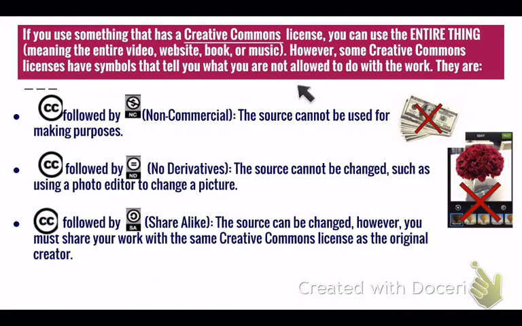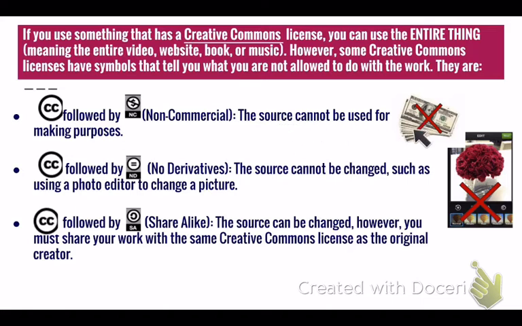If you use something that has a Creative Commons license, you can use the entire thing, meaning the entire video, the entire website, the entire book, the entire song. However, some Creative Commons licenses have symbols that tell you what you are not allowed to do with the work. They are as follows. NC stands for non-commercial. It means that the source cannot be used for money-making purposes.